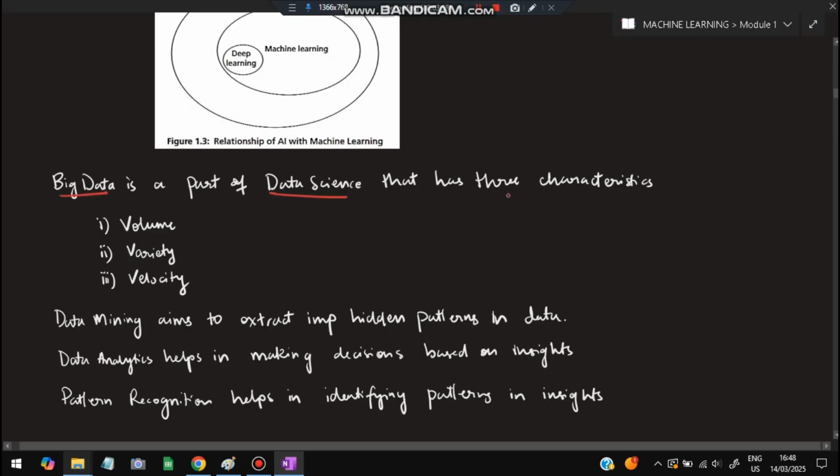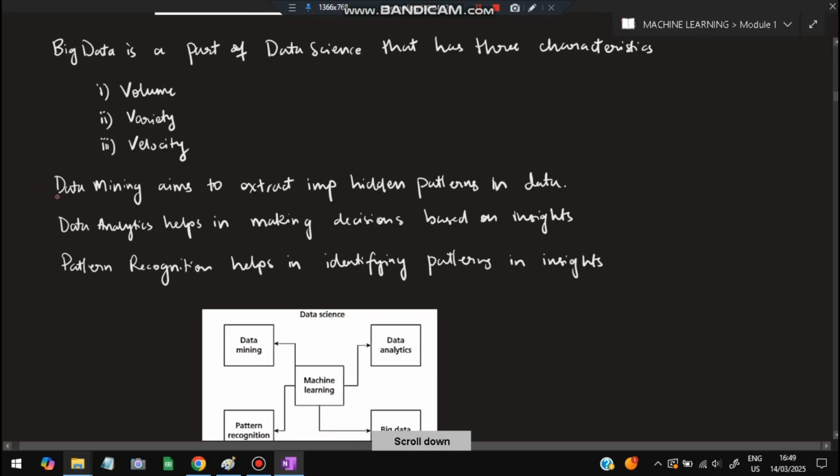Big data is a part of data science that has three characteristics. We have to deal with big data now. What is big data? Big data means large data, the data which has a large volume, means data is more. Variety means many different types of data. Velocity means the data is very fast increasing, more data is coming, more data is going. So these three characteristics are what is called big data.